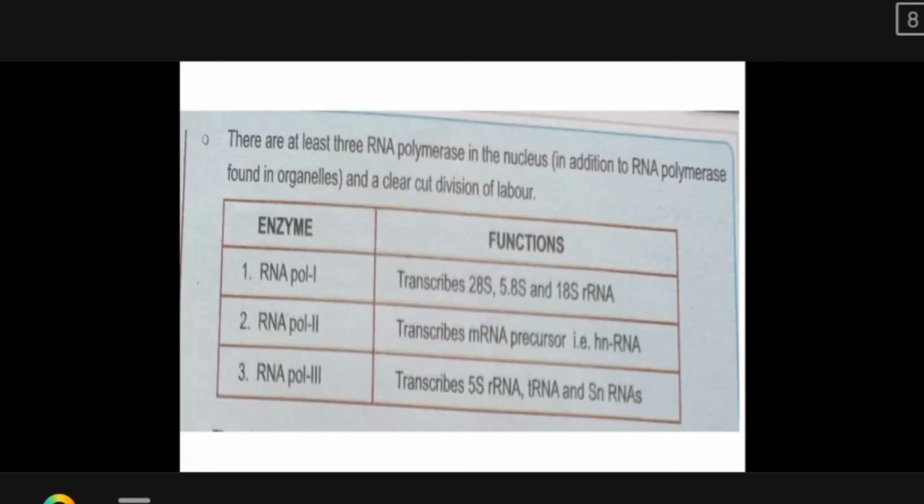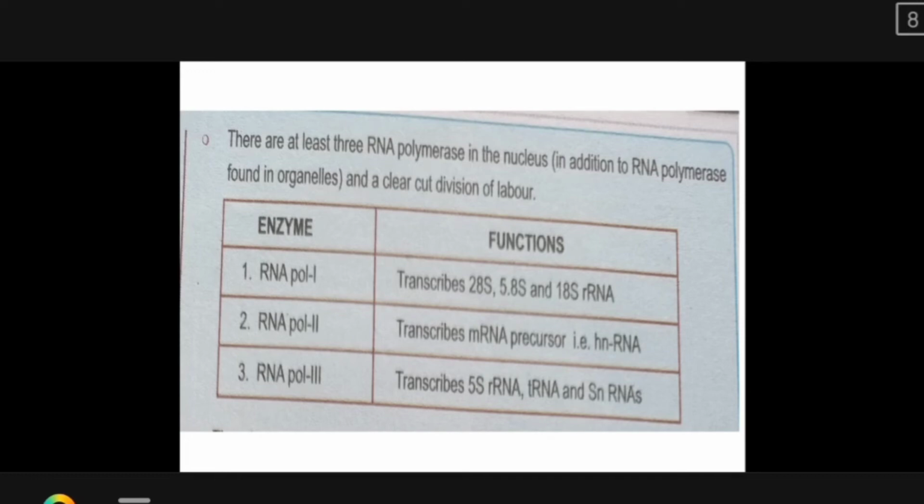There are at least 3 DNA dependent RNA polymerases in the nucleus. In prokaryotes or bacteria, there is only one DNA dependent RNA polymerase, and that does the work of catalyzing transcription of all the RNAs, that is mRNA, rRNA, and tRNA, and also does the work of opening of the helix. But in case of eukaryotes, there are 3 different DNA dependent RNA polymerases.